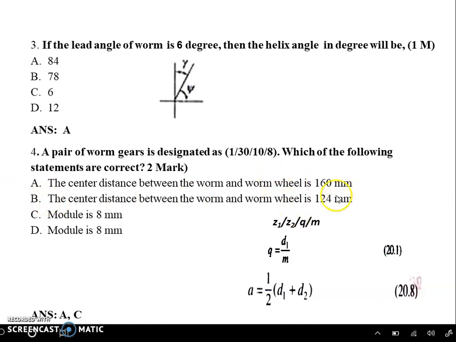Second, B is false, not correct, because this 124 is not the correct answer. Module is 8 mm. Because Z1, Z2, Q and M, with reference to terminology, M is 8. So module is 8 mm. So this D, module is 10 mm, is not correct. Here this is a print mistake. So this is 10 mm. So the answer will be A and C. This is the correct answer.